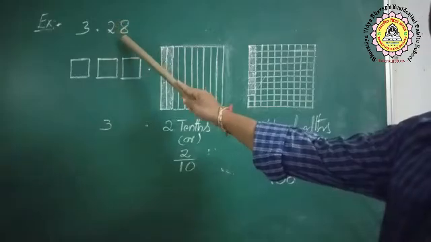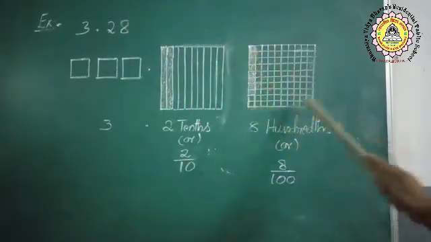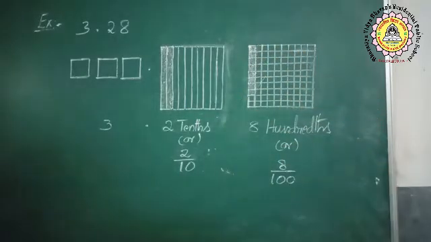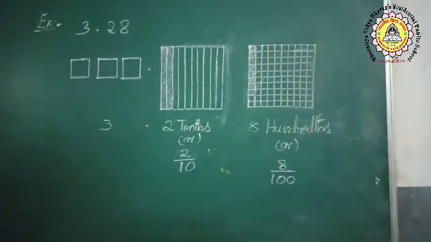Where is 8? 8 is in the hundredths place. So for the hundredths place, again I draw one more square. And this big square was divided into 100 equal parts. How many equal parts? 100 equal parts. And out of these 100 parts, how many parts do we have to shade here?